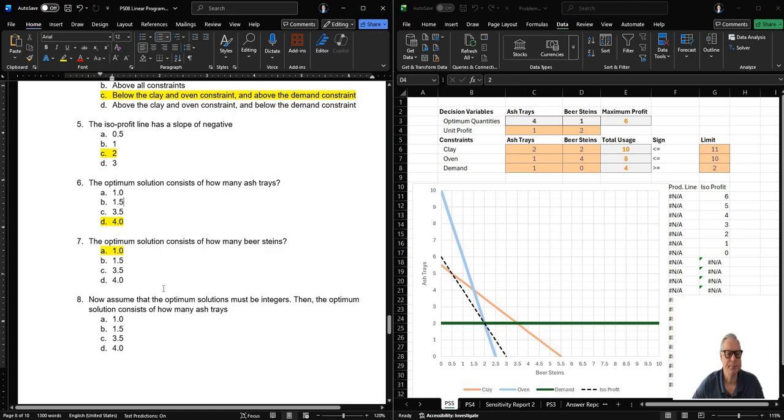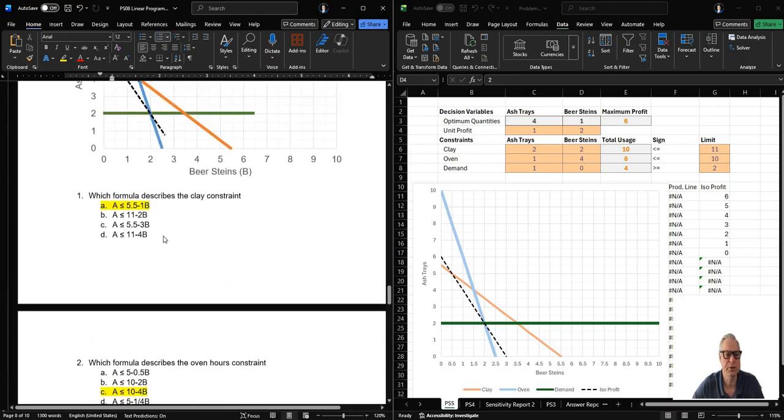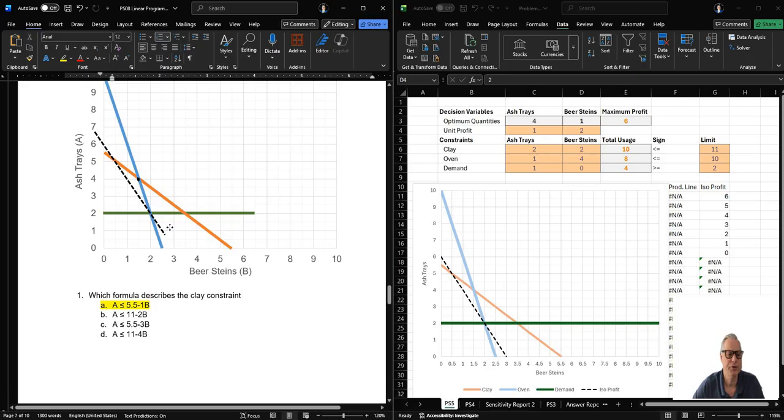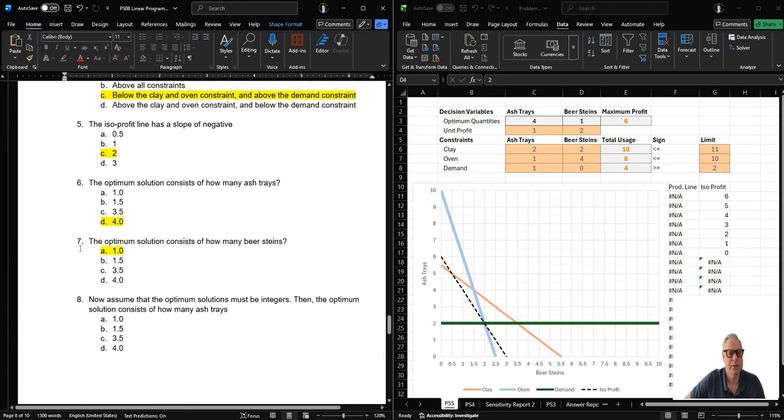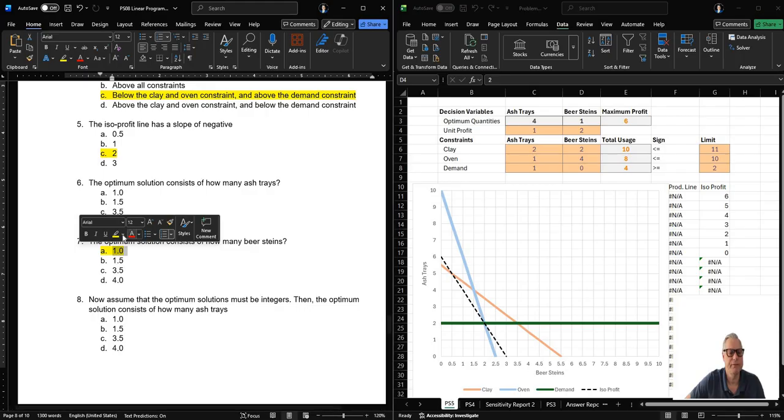Oh, that question actually was still without the integer constraint. So the optimum solution first was 4 ashtrays and 1.5. So the question here is actually 1.5.